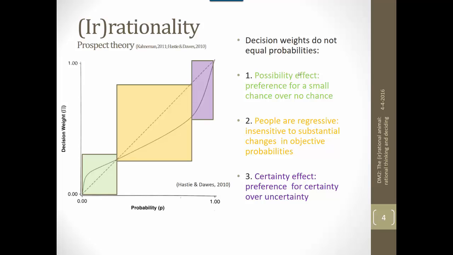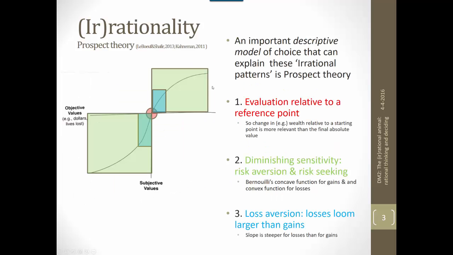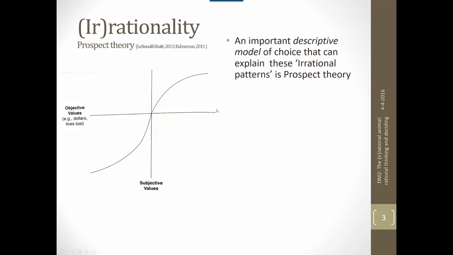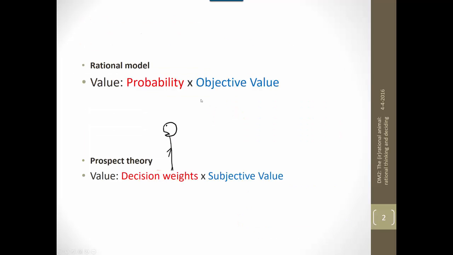So please study carefully these 3 points related to this graph, which is described in the book as well, and these 3 parts of the graph related to value, which should help you think about how the ideal model of multiplying objective probabilities by objective value is translated to another calculation, which is described by prospect theory, in which decision weights are multiplied by subjective value.